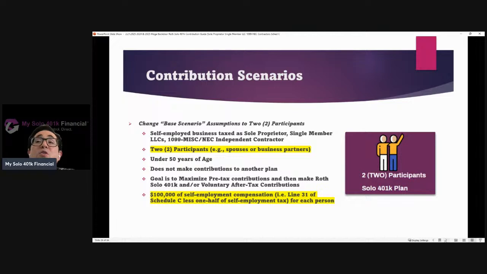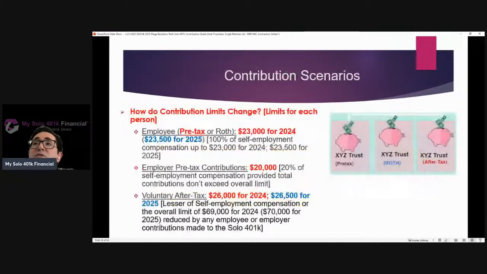But now let's assume that there are two participants. For example, it could be two spouses that are both working in the same business, both participating in the same solo 401k plan. And let's assume that each spouse's profile is the same, right? Each spouse is under 50, each spouse has $100,000 of self-employment compensation, etc. So here the limits don't change. What this scenario illustrates is that the ability for each participant to make contributions is based on their situation, right? Their age, their income, their contribution goals, etc.